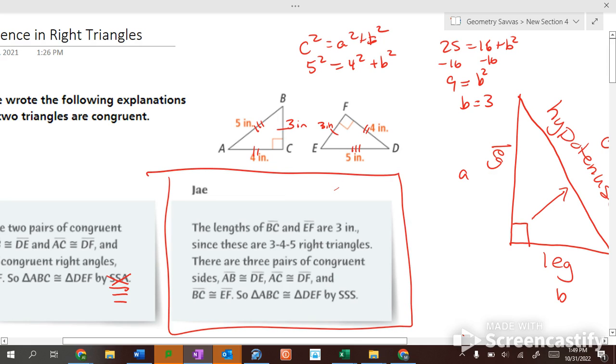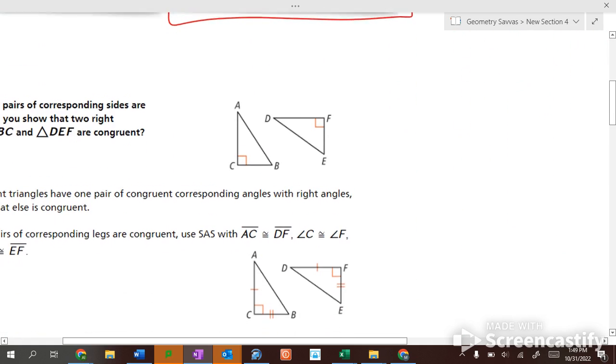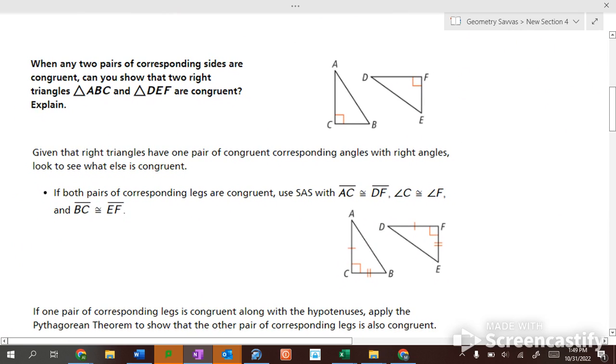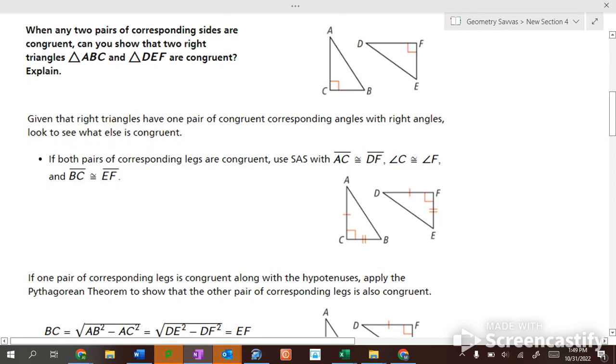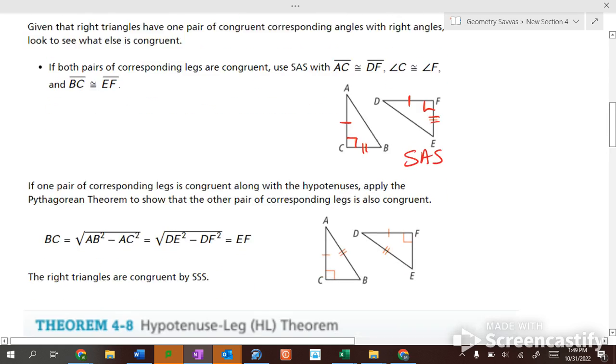But if you have a right triangle, there is a quicker method than figuring out the Pythagorean theorem for side-side-side. When any two pairs of sides are congruent, you can show that two right triangles are congruent. So you have to know the correct sides. If you have the two legs congruent to each other, and you know it's a right angle, then you can say they're congruent by side-angle-side. Everybody with me? That's side-angle-side.